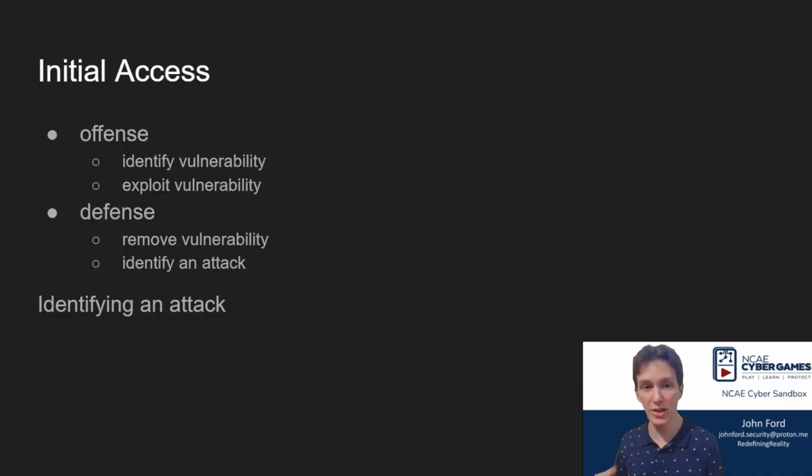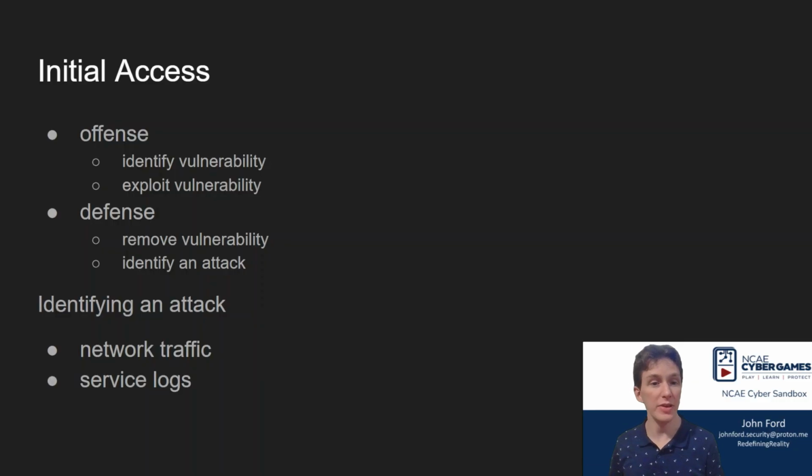When it comes to actually identifying an attack, there are two places where attackers will leave evidence of compromise, or indicators of compromise. The first one is in the network traffic. So we can use a network monitoring tool like Wireshark, like we did in the last video, to find evidence of an attacker generating malicious traffic that's associated with the attack.